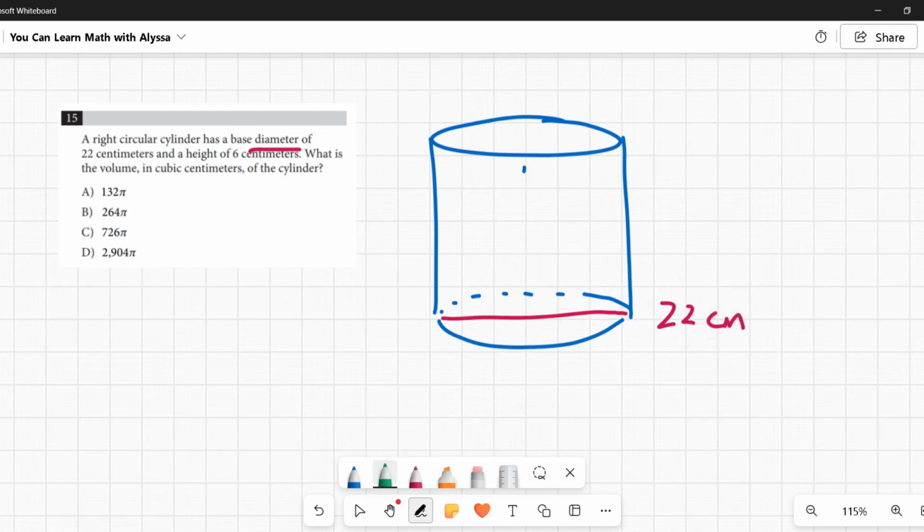And we're also told that the height is 6 centimeters. Okay, what is the volume in cubic centimeters of the cylinder? Now, this formula for volume of a cylinder is provided to you by the College Board.